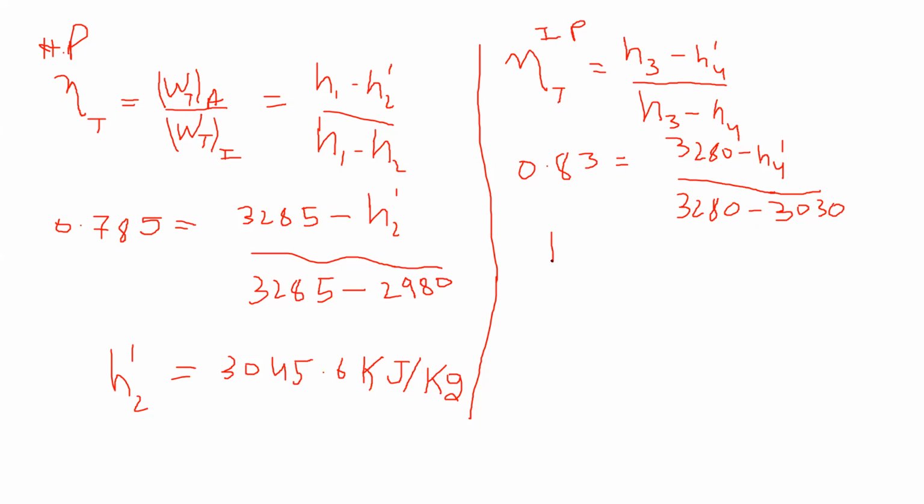Now, the H4 dash is equal to 3072.5 kilojoules per kg.